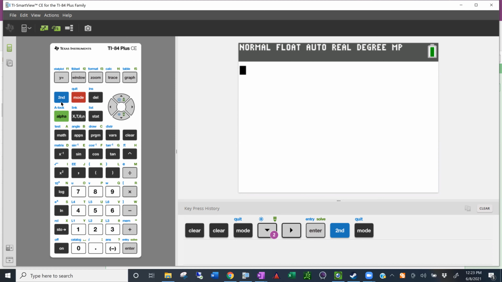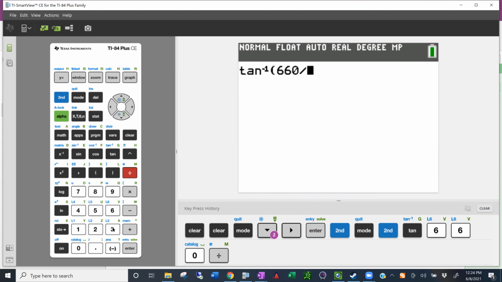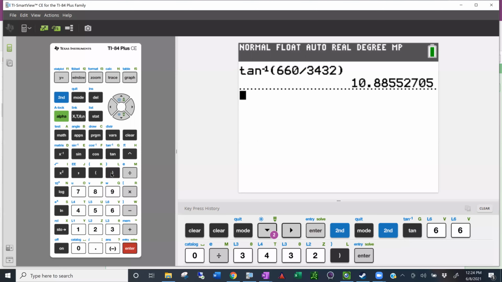there. So let's see. Got degrees, tangent inverse of 660 divided by 3432. So, okay, about an 11 degree angle, which is pretty steep when you're hiking in your ski boots, carrying your skis at an elevation of around 11,500 feet. So in any case, that's our angle. 10.89, we'll call it.